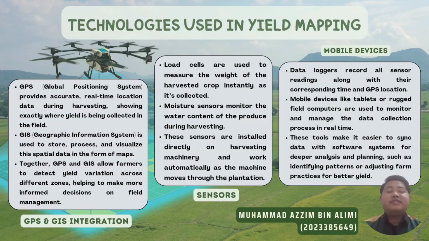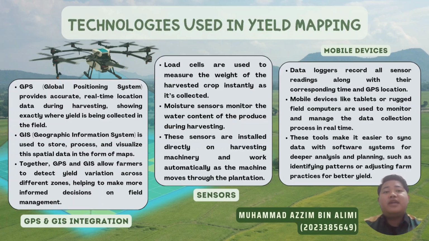Next, we use sensors such as load cells and moisture sensor, which are installed on harvesting machine. Load cell measure the weight of the harvest crop, and moisture sensors detect the water content. These readings are collected automatically as the machine moves across the field. They give us real-time insight into crop health and harvest quality.